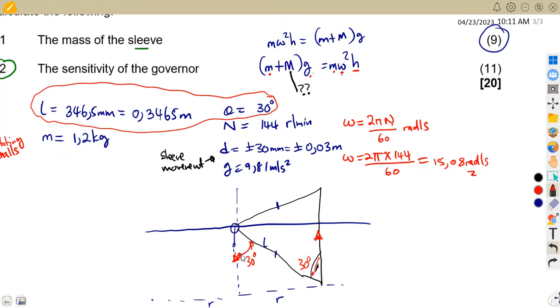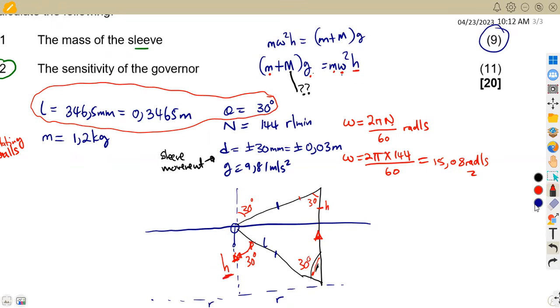Or you can even just take it from, this is a sleeve, this is a vertical line. So the angle between is what? Is 30 degrees. Or you can take it this way. This is a vertical line. So the angle here is 30 degrees. The angle here is 30 degrees. So you can use any part of the diagram to calculate the height, which is this height in this case. So how can we calculate this height?